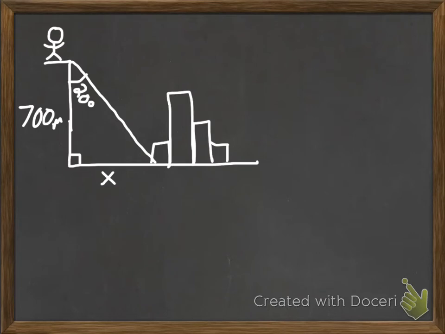Okay, the next problem is we are standing on top of a mountain way up high, and down below us we see a city. We look and we measure from the top of the mountain down this angle and see that it's 20 degrees. We're wondering how far away is the bottom of the mountain right here to the city.